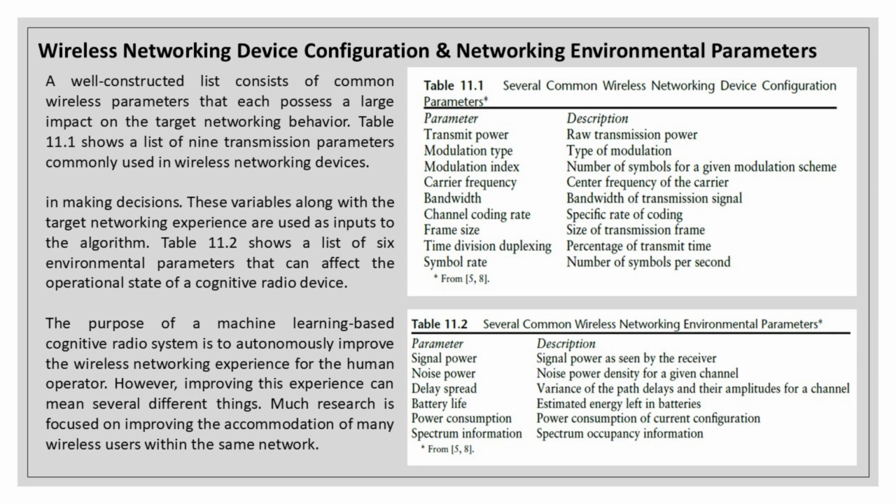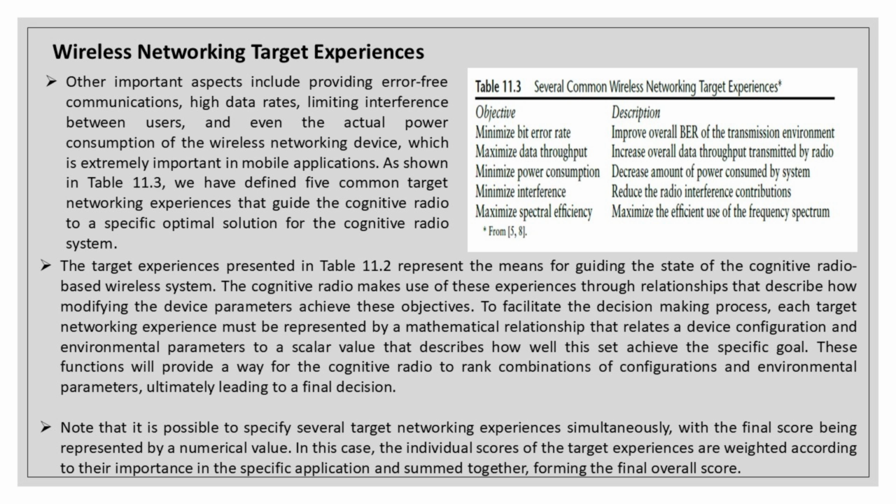The purpose of a machine learning-based cognitive radio system is to autonomously improve the wireless networking experience for the human operator. However, improving this experience can mean several different things. Much research is focused on improving the accommodation of many wireless users within the same network. Wireless networking target experiences. Other important aspects include providing error-free communications, high data rates, limiting interference between users, and even the actual power consumption of the wireless networking device, which is extremely important in mobile applications.